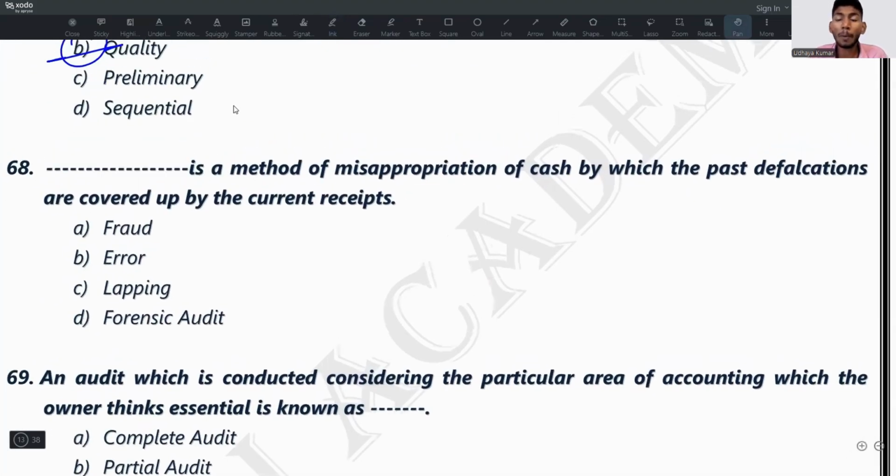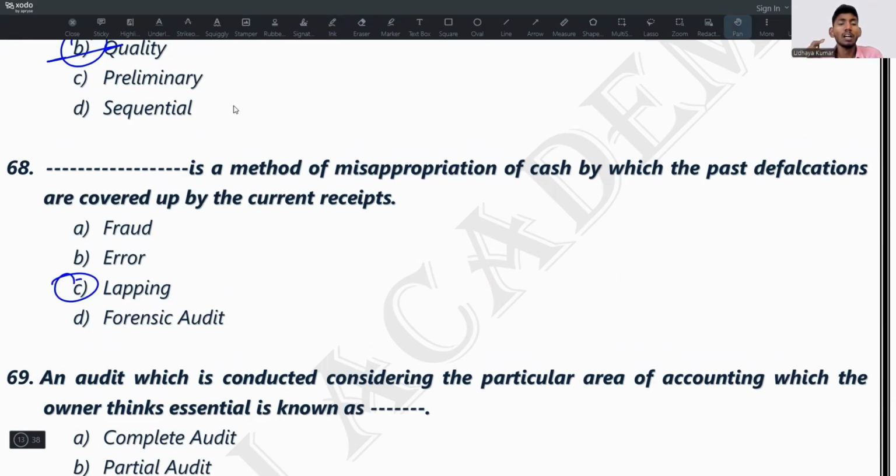Dash is a method of misappropriation of cash by which the past defalcations are covered up by the current receipts. So option A fraud, B error, C lapping, D forensic audit. The answer is nothing but lapping. So defalcations is nothing but it's like hiding something.